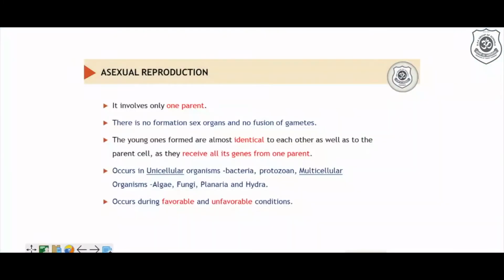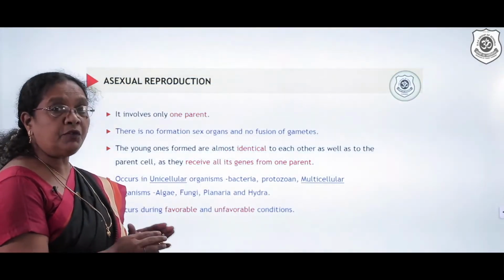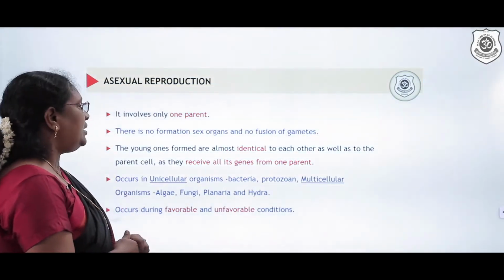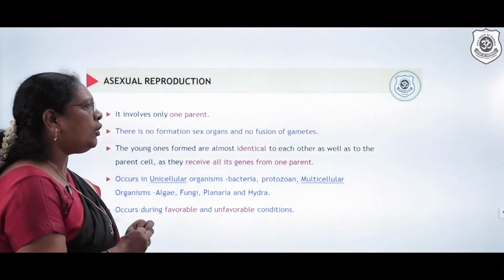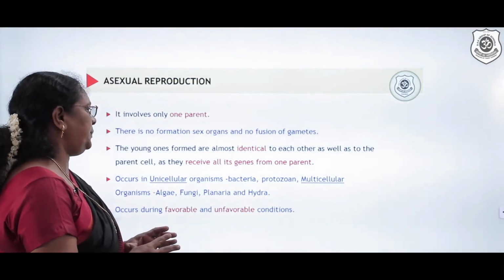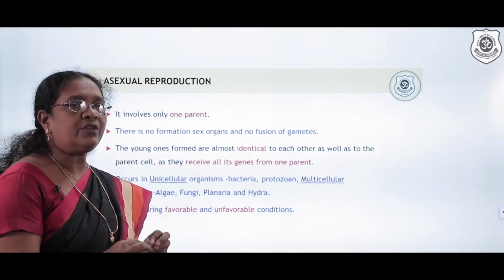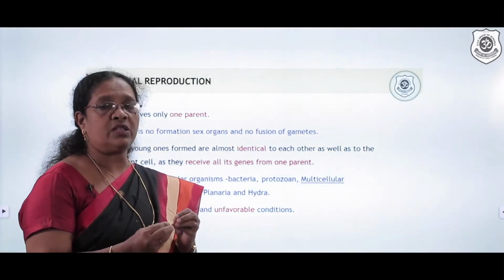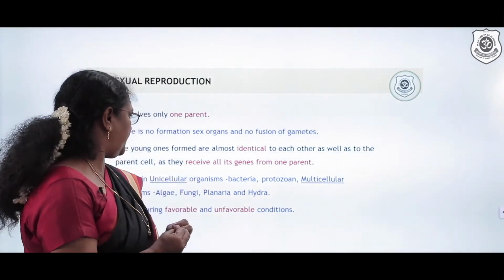Why? Asexual reproduction involves only one parent. So there is not going to be any formation of sex organs, or any fusion of gametes. The young ones formed are almost identical to each other. The reason is they receive all the genes from a single parent.